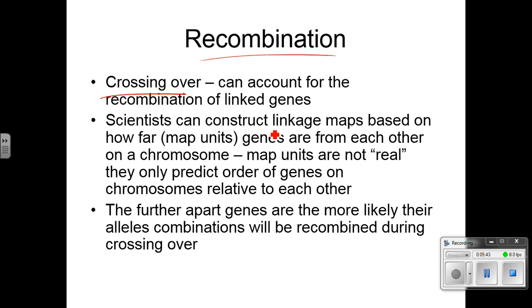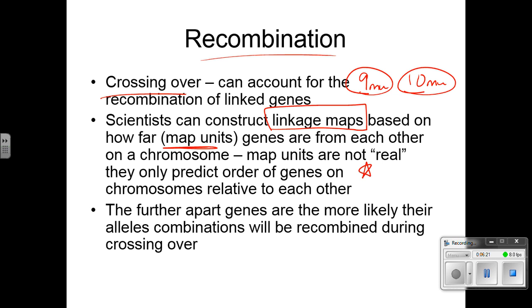From there, scientists can actually construct a linkage map based on how far genes are from each other on a chromosome, and we call those map units. Keep in mind this, map units are not real units. It's not like saying I am 1 mile from you, or your house is 1 mile from my house. It is not a real number. It is an arbitrary unit of measure. So we can't actually determine how physically far they are, but we can know something like if 2 genes are 9 map units and another set of genes are 10 map units, we know that these are closer together than these. That's what it tells us, is how far apart they are. They're arbitrary. They're not real numbers.